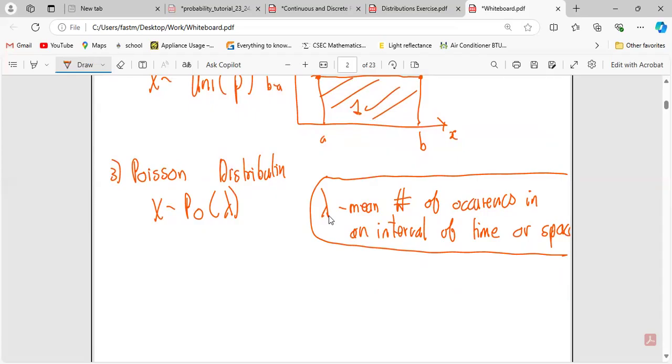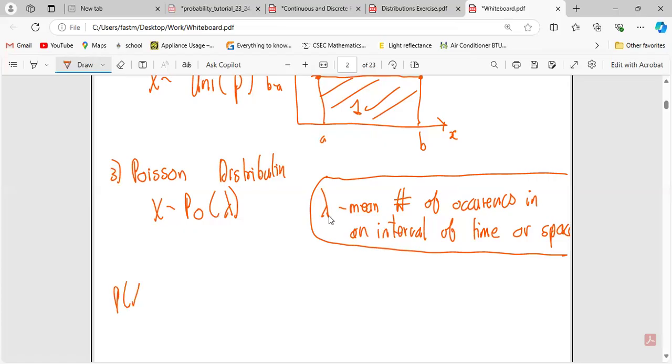Or you're looking at a production line: for every 50 products that pass, what is the probability of one being defective? But that is specific to that interval of space in that case. Or if you time it, there's the time interval. All right? So lambda is your mean number of occurrences in that specific time frame or space.